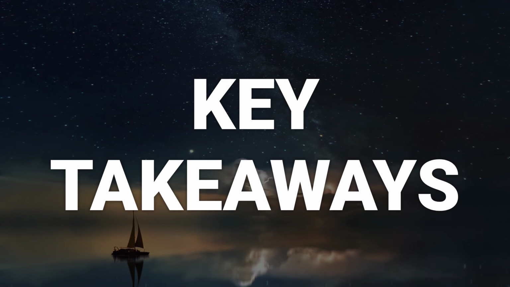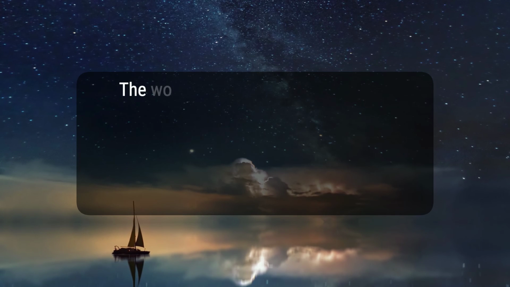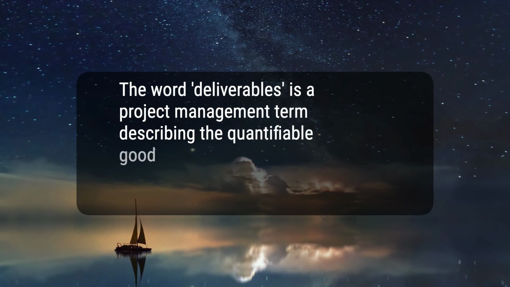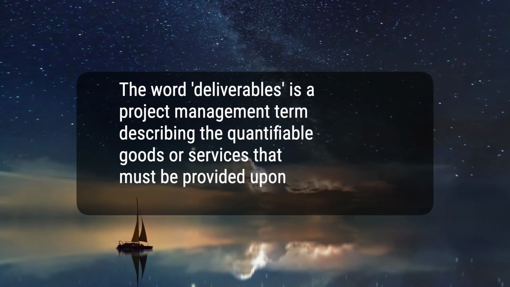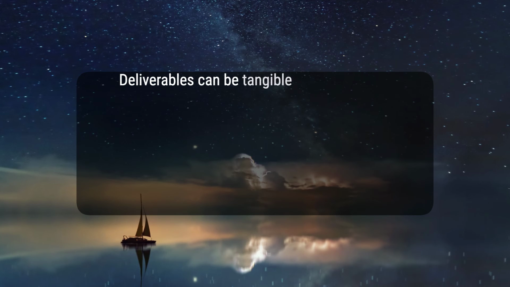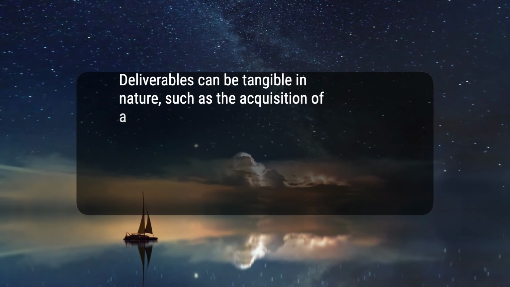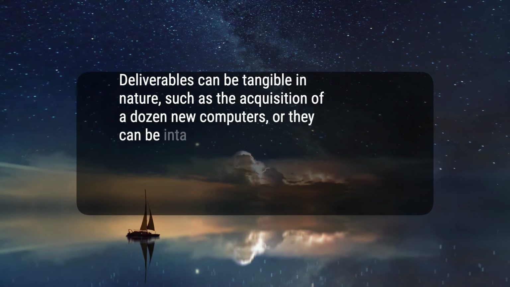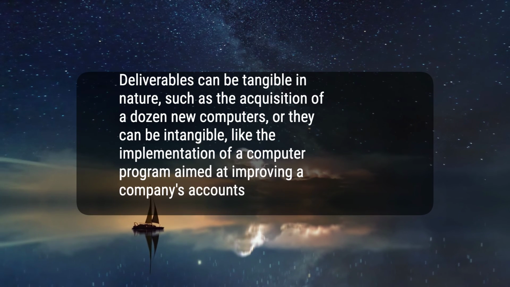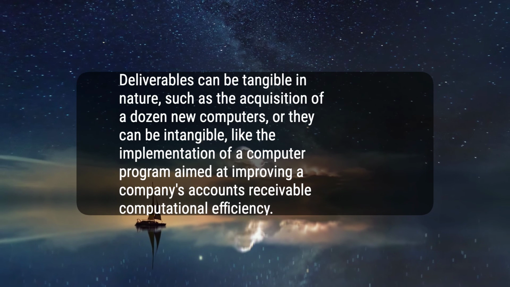Here are 5 key takeaways. 1. The word deliverables is a project management term describing the quantifiable goods or services that must be provided upon the completion of a project. 2. Deliverables can be tangible in nature, such as the acquisition of a dozen new computers, or they can be intangible, like the implementation of a computer program aimed at improving a company's accounts receivable computational efficiency.